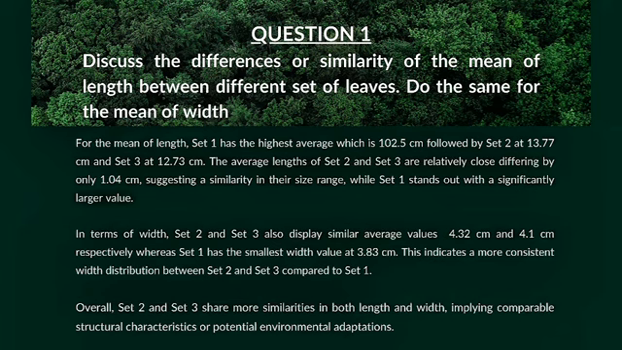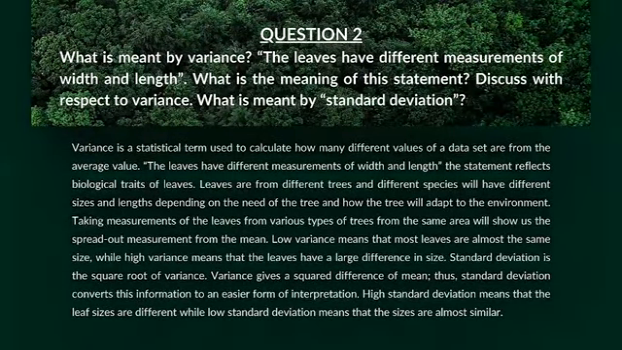Then, in terms of width, set 2 and set 3 also display similar average values, which are 4.32 cm and 4.1 cm respectively, whereas set 1 has the smallest width value at 3.83 cm. This indicates a more consistent width distribution between set 2 and set 3 compared to set 1. Overall, set 2 and set 3 share more similarities in both length and width, implying comparable structural characteristics or potential environment adaptations.